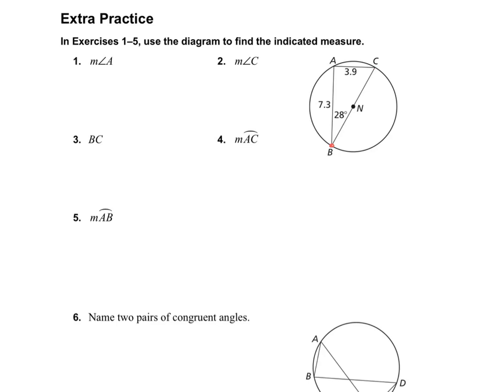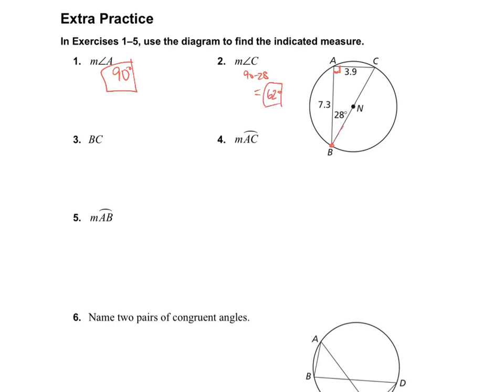So right away, since I know that this is a diameter and I'm drawing this triangle inside of here, Thales' theorem tells me that that's going to be a right angle. So we can find the measure of angle A, and that's 90 degrees. The measure of angle C, well, if that's 90 and that's 28, then angle C is going to be 90 minus the 28, which would be 62 degrees.